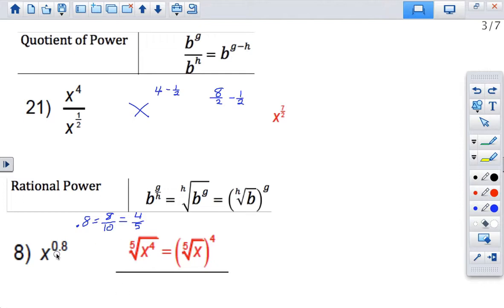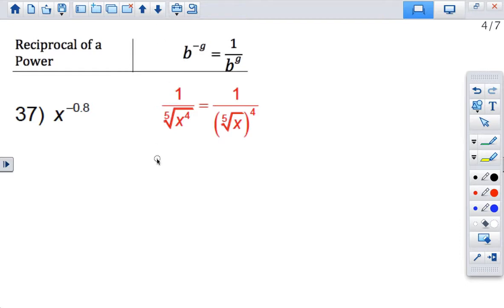All right, so that's for problem number 8, and this is an example of the rational power and the quotient power. Please do not confuse these. Don't get them mixed up, okay? In your notes, you're going to have all these properties of exponents, so please know exactly where they are in your notes and know how to use them.